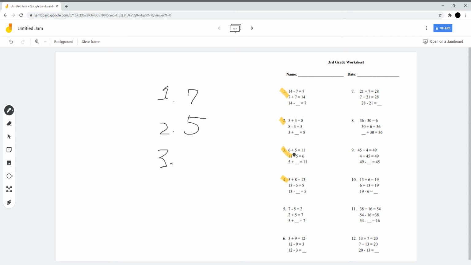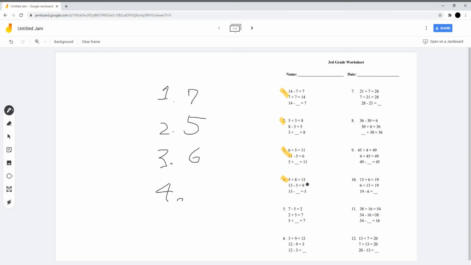Number 3. 6 plus 5 is 11. 11 minus 5 is 6. What plus 5 is 11? Same thing, you can just solve for the missing number, or you can subtract this. The answer is 6.